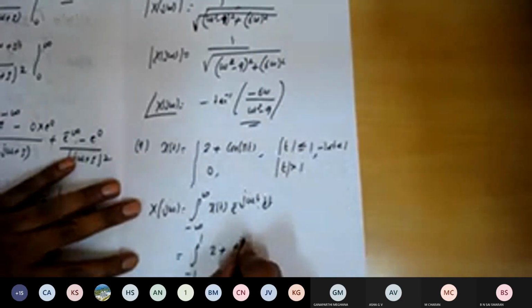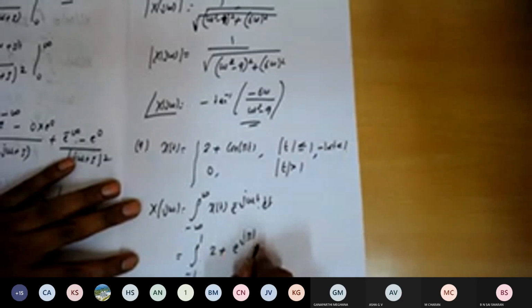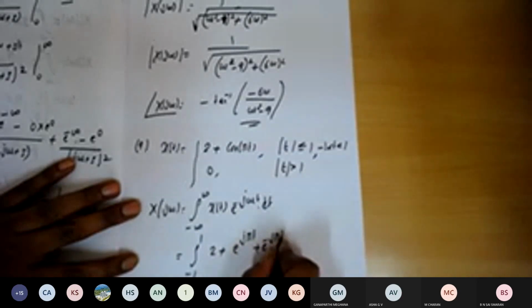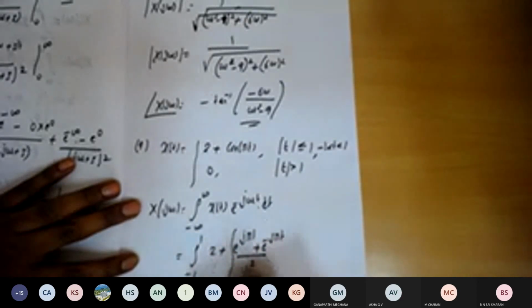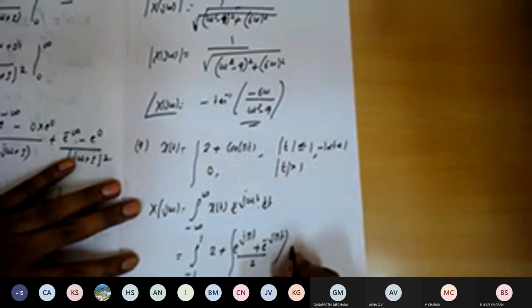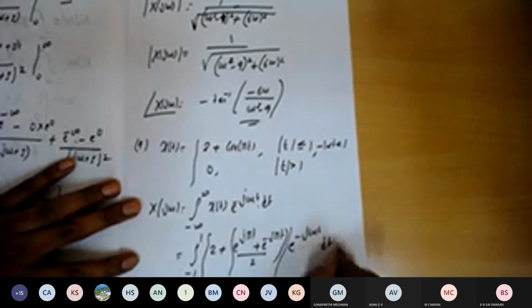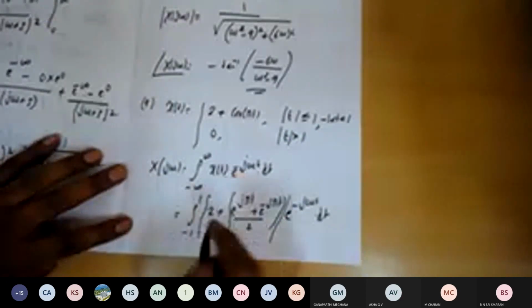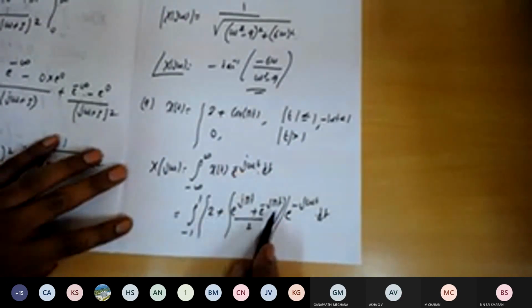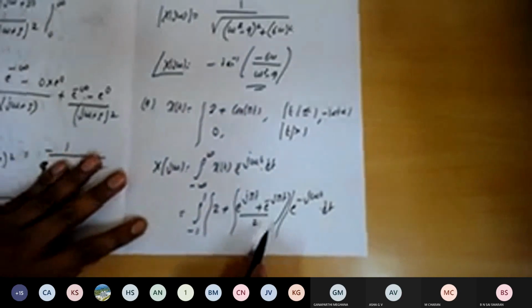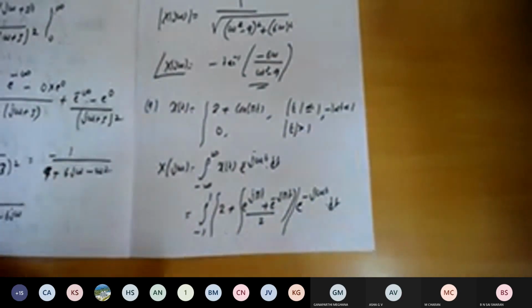So cos pi t is defined as e to the power of j pi t plus e to the power of minus j pi t, divided by 2. The whole thing is multiplied by e to the power of minus j omega t dt. So this is the formula. In place of x of t, I substituted 2 plus cos pi t in terms of Euler's formula and wrote it here.